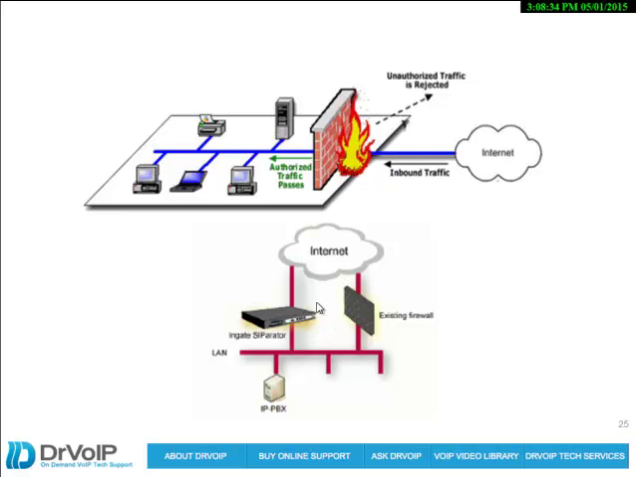My preferred strategy is to bring the voice traffic to the voice VLAN through a separate connection. However, we're going to focus on this implementation here in which we bring SIP traffic in through the same connection that we bring our internet traffic in.